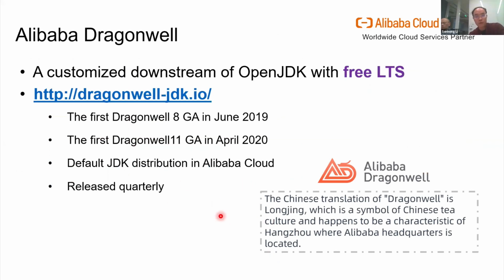This is some introduction about Alibaba Dragonwell. The Chinese translation of Dragonwell is Longjing, which is a symbol of Chinese tea culture, which happens to be a characteristic of Hangzhou, where Alibaba headquarters is located. For Alibaba Dragonwell, we have released 2 LTS long-term support versions. One is Java 8, another is Java 11. We have a quarterly release cycle for both versions. And in Alibaba Cloud, Alibaba Dragonwell is our default JDK distribution.